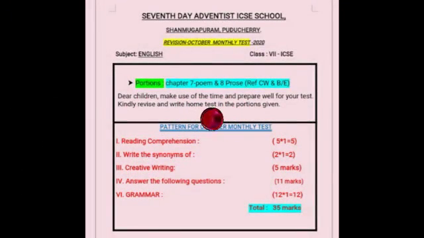So, first, let's see our pattern. First you'll be having reading comprehension followed by synonyms, and then you have creative writing. As I told you, you'll be having picture comprehension. Next is answer the following questions, and the last part will be grammar. So are you all ready?